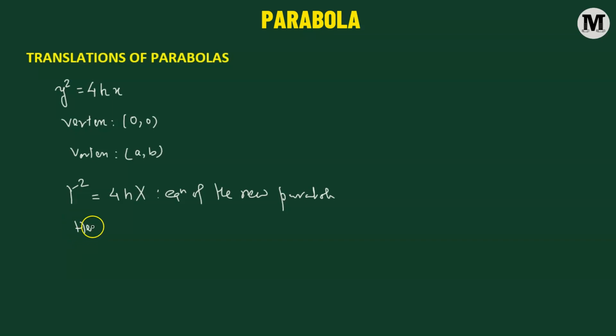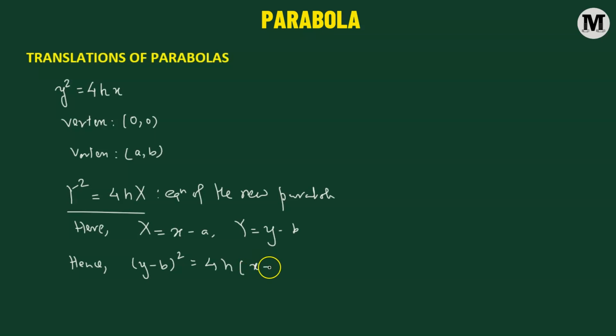Now here the values of X and Y are chosen such that X corresponds to x minus a and Y corresponds to y minus b. We've shifted the origin actually. Hence, for the new equation of the parabola, in place of y, we're going to replace with (y minus b) whole squared, equals 4h times X, but X will be x minus a. So this is going to be the new equation of the parabola.